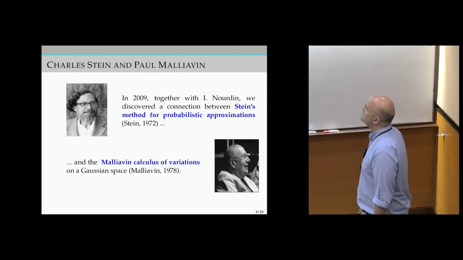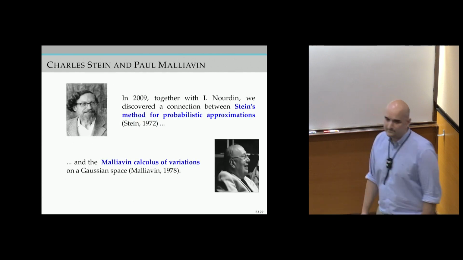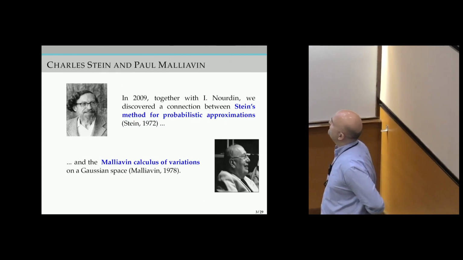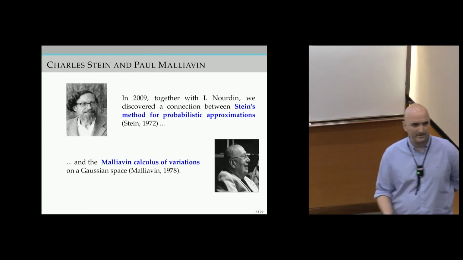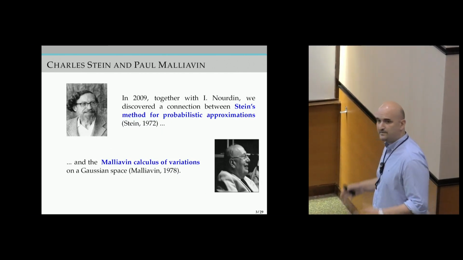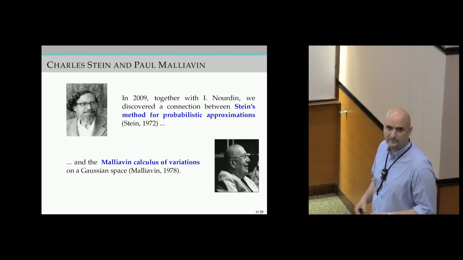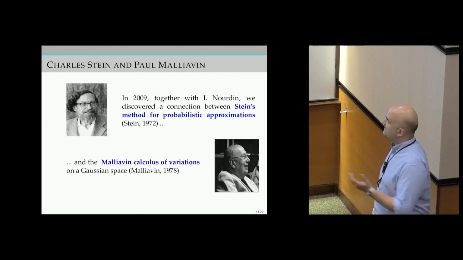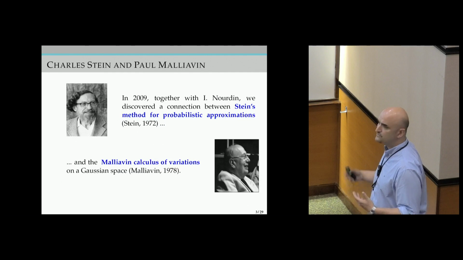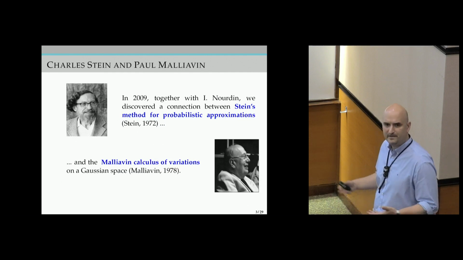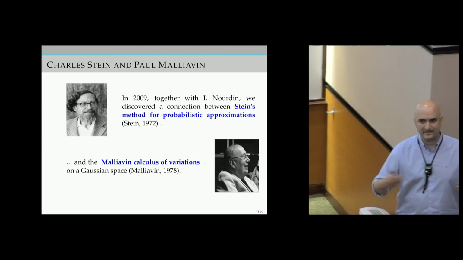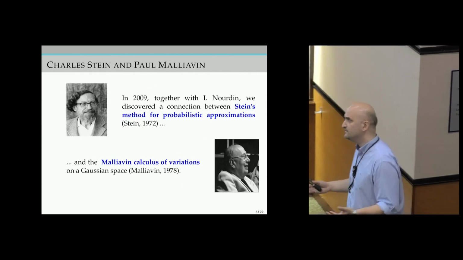Okay, so the starting point, as I was saying, is that maybe in 2009, more or less, together with my friend Ivan Nourdin, we discovered that there was a very powerful and natural connection between Stein's method for probabilistic approximation, so at the time we were really focusing on normal approximations, and another collection of tools of infinite dimensional analysis, which is known as the Malliavin calculus of variation, which can be really described as the infinite dimensional differential calculus, like a generalization to infinite dimension of usual calculus.